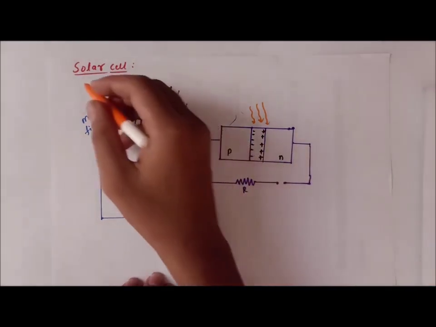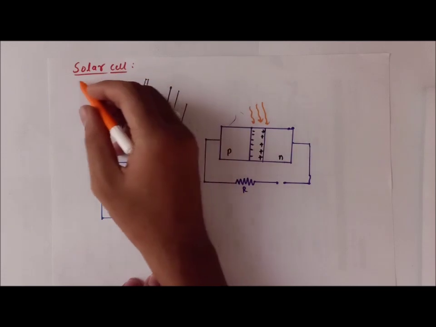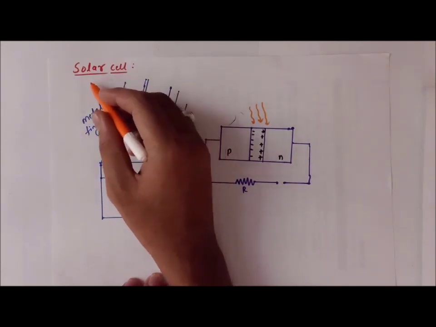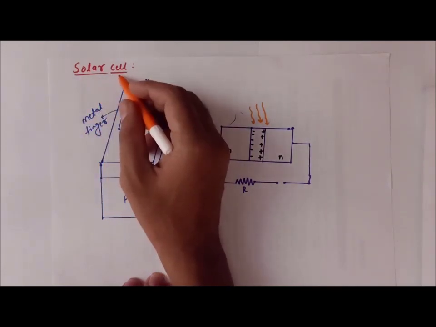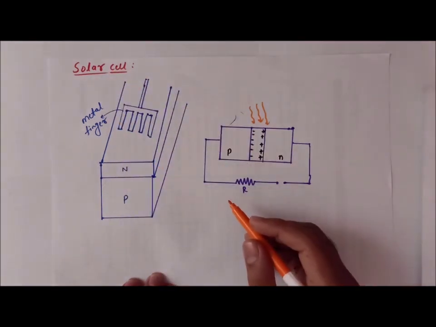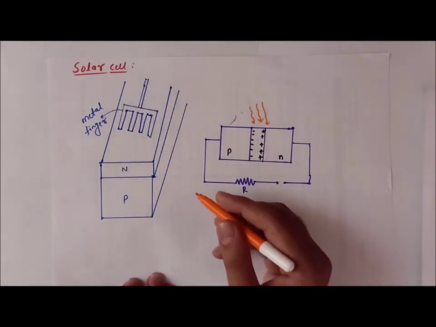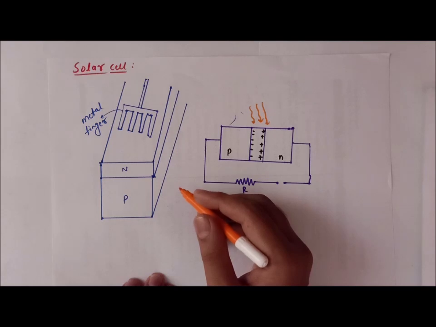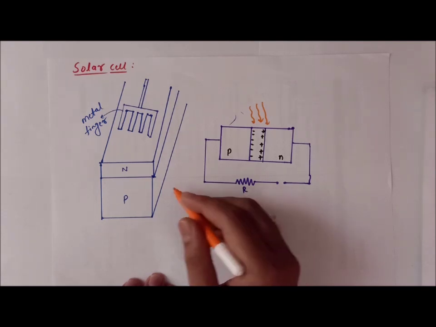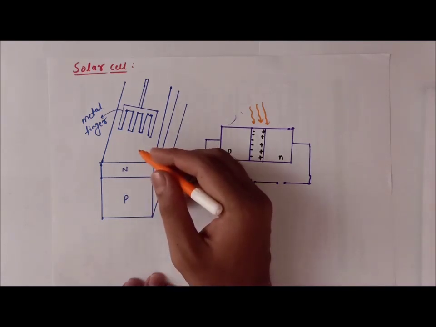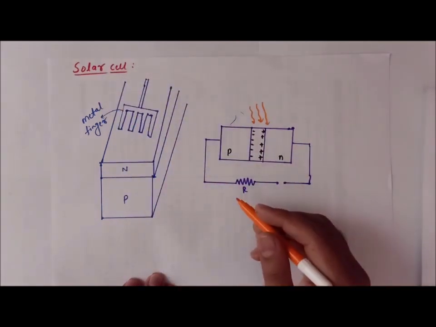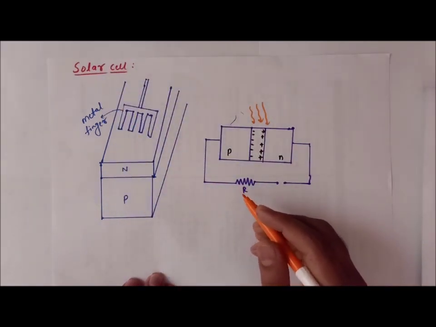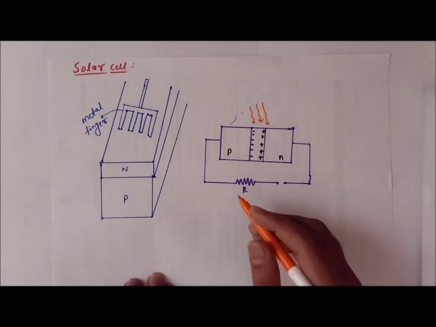Now, what is a solar cell? The solar cell is a semiconductor device which converts solar energy into electrical energy. The light coming from the sun is called solar energy, and it can be converted into electrical energy. The solar cell is the device that converts solar energy into electrical energy.